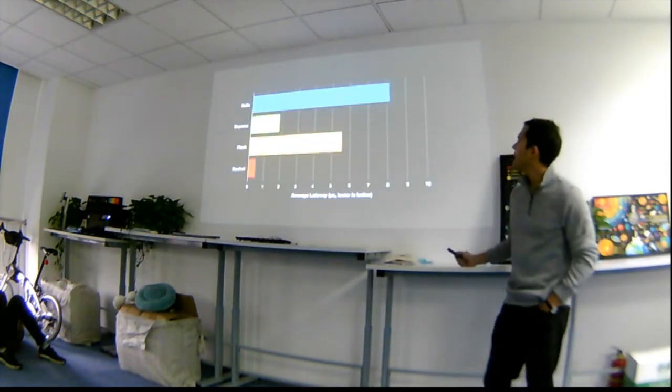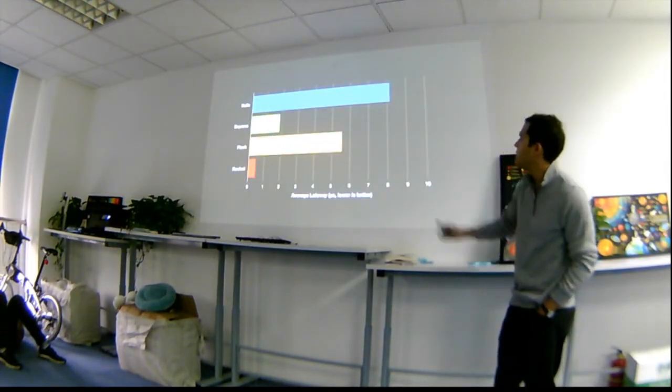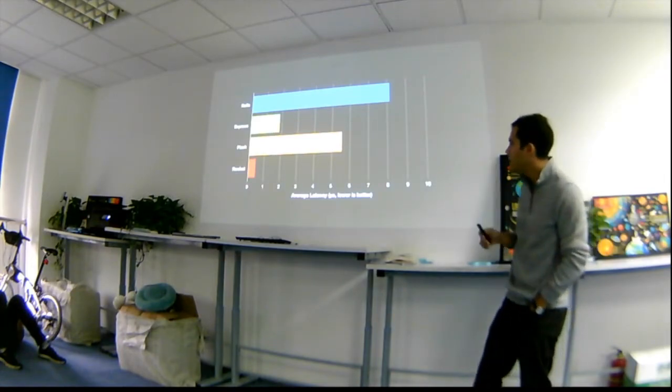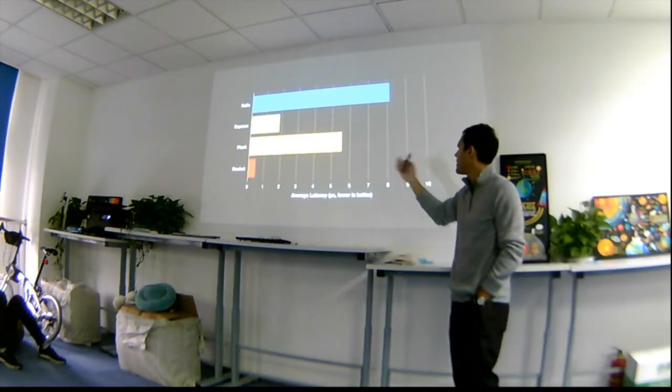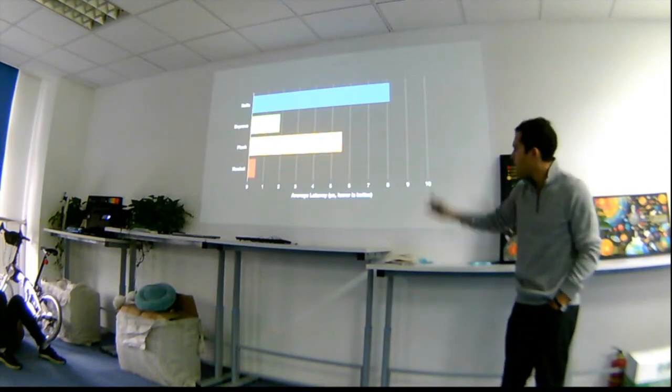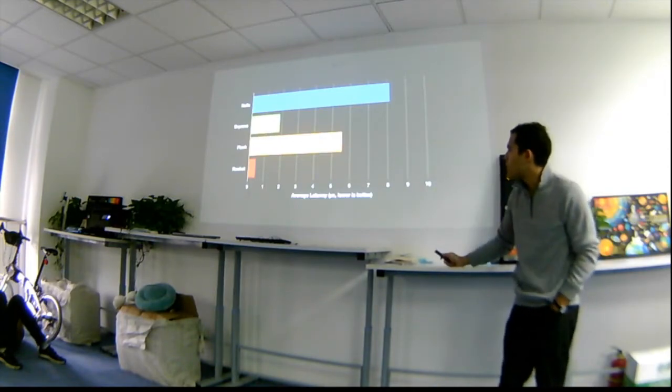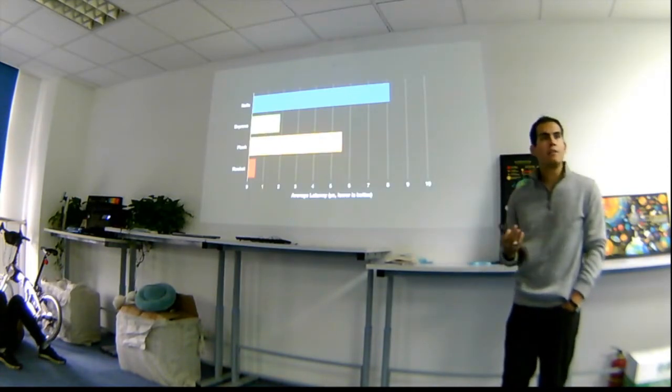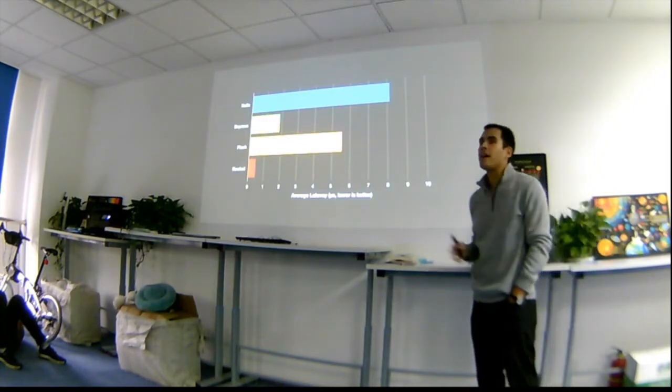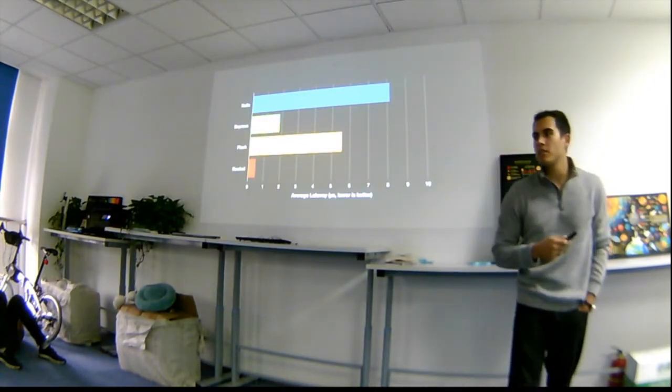So here's Rails at the top. Very high. This is average latency. Very high average latency. Express does a little better, and Flask does even better. Rocket does sub-microsecond latency. So it's very, very fast, very quick to give you back a response.